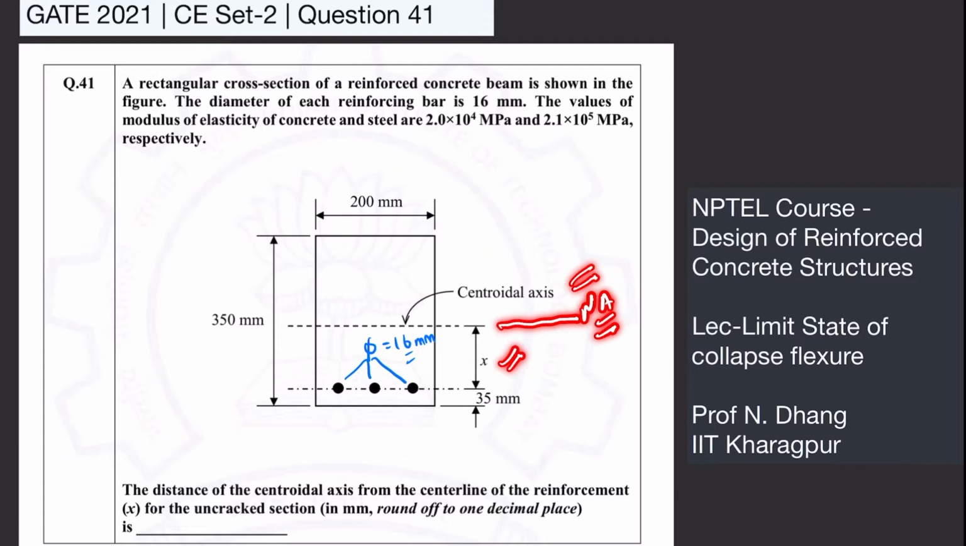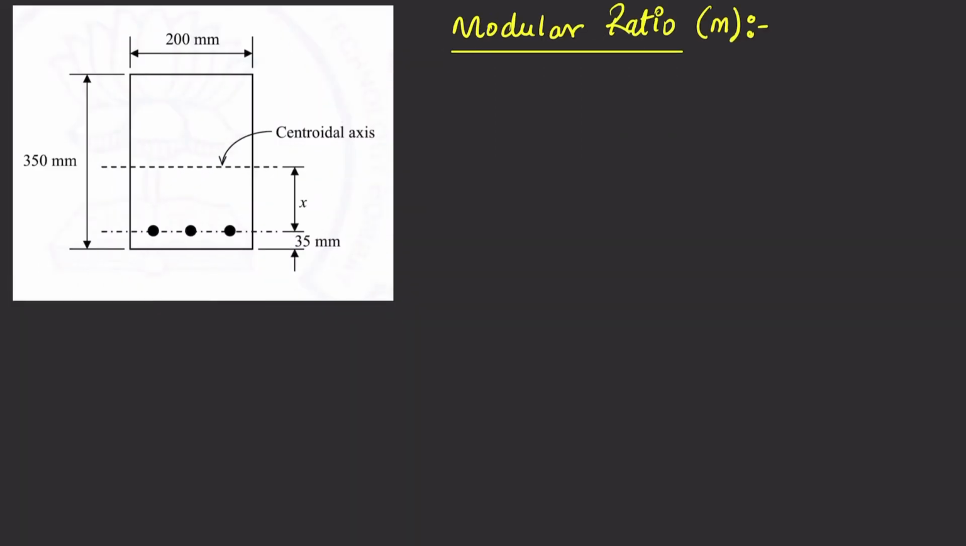Okay. This topic is based on the NPTEL course of Design of Reinforced Concrete Structures taught by Professor Indrajit of IIT Kharagpur. So let's see some basics first. Let us start with the concept of modular ratio. The basic definition of modular ratio is m equals the ratio of elasticity of the material that we need to convert with respect to the elasticity of the material that we are converting into.